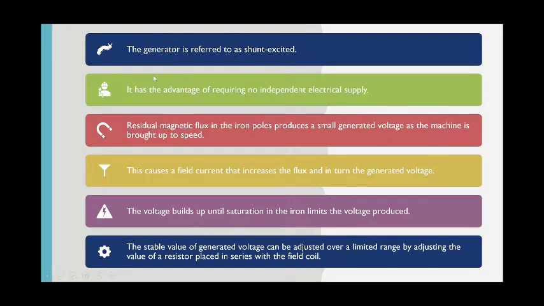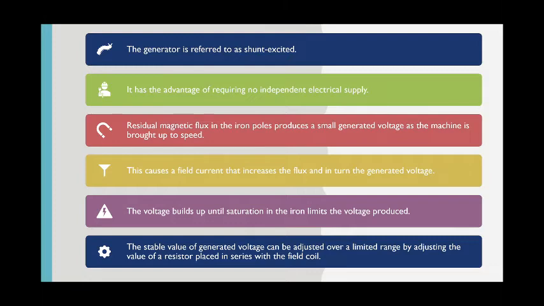Now, it has the advantage of requiring no independent electrical supply. This is one of the advantages of DC generators. Because it doesn't require an independent electrical supply, it can also produce a steady output. Alright, this is one of the best parts of DC generators. Next, residual magnetic flux in the iron poles produces a small generated voltage as the machine is brought up to speed.